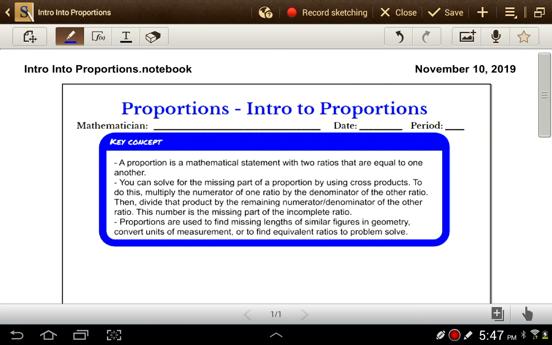A proportion is a mathematical statement with two ratios that are equal to one another. So we have one ratio that is equal to another ratio. What we're going to have with our proportions is we're going to be missing one part of that, and we're going to have to find it.